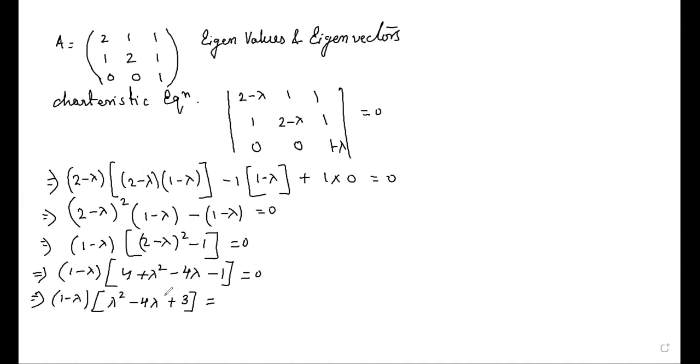So can it be factorized? Lambda squared minus lambda minus 3 lambda plus 3, which is lambda times (lambda minus 1) minus 3 times (lambda minus 1). So it becomes equal to 0.